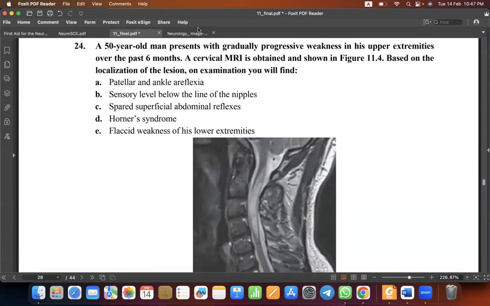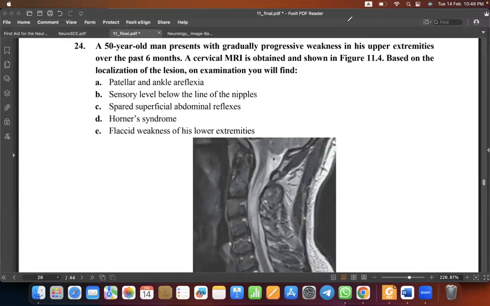This is cervical 1, 2, cervical 3, 4. So I guess it is C2 to C4. There's some cervical lesion in the upper part. So what will be the finding? There could be patellar and ankle areflexia. It is not acute, so there will not be shock, so there could be hyperreflexia. Sensory loss below the line of nipples. I think a further upper level will be involved. Spared abdominal reflexes, flaccid weakness in the extremities as well.